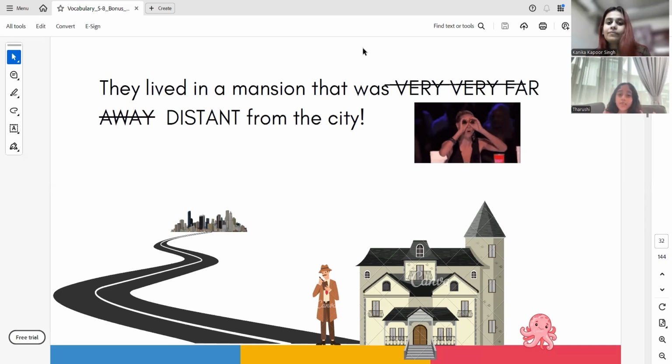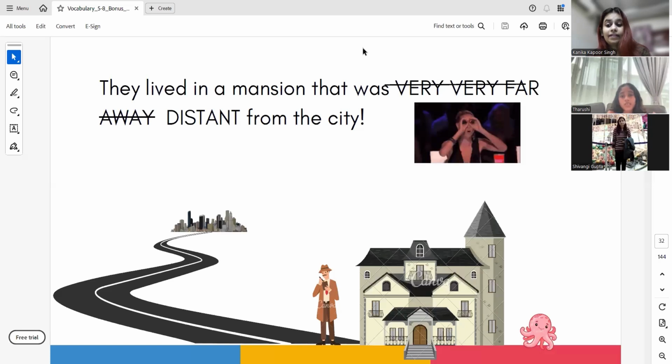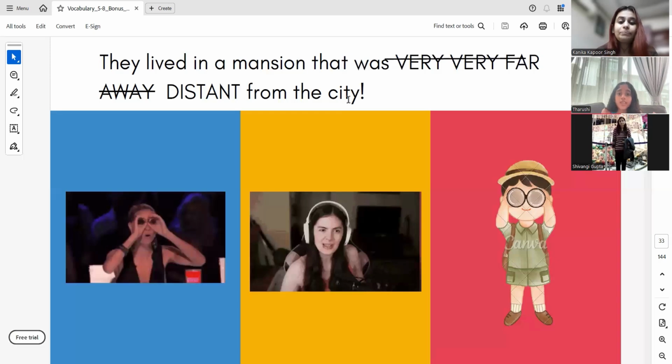I was late to school because that distance was far. Okay, the school was distant. Okay, not distance. The school was distant, so I got late. That was distant too, so I got late. Now the mansion was very, very far. In place of very, very far, we'll write the mansion was that distant from the city, so I cannot travel. Got it? Now the next.